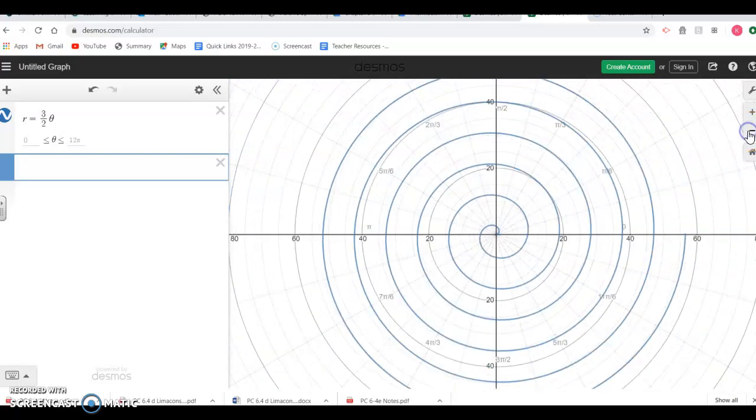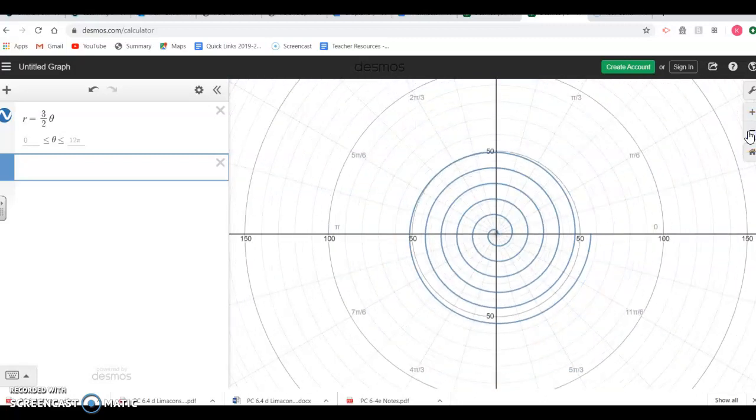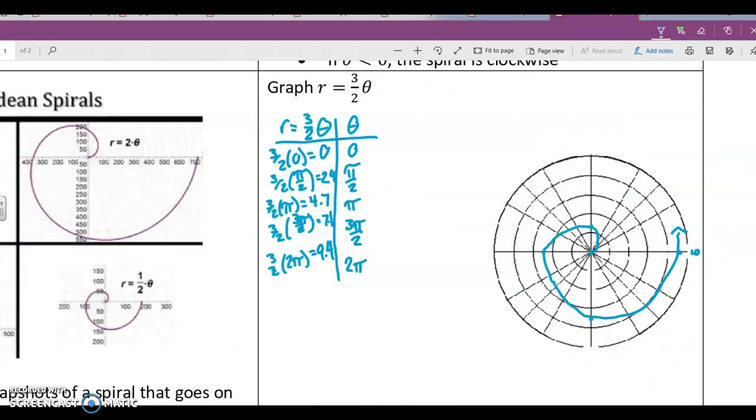If we keep zooming out, this keeps going on forever. It should keep going on forever. I don't know why it stopped right there. But there you are. There is your spiral.